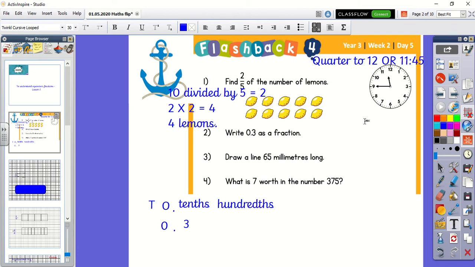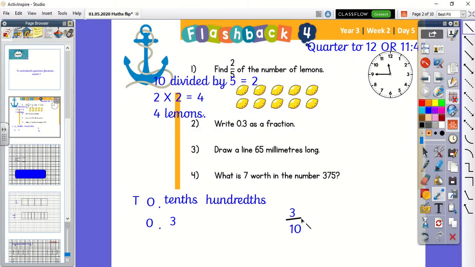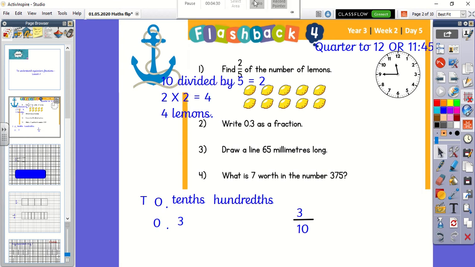So can we write that as a fraction? I think we can. So 3 tenths would be 3, and then your 10 is your denominator, and then you will pop a line in the middle there. Okay, so 3 tenths. Okay, so that's the answer for that one for you.